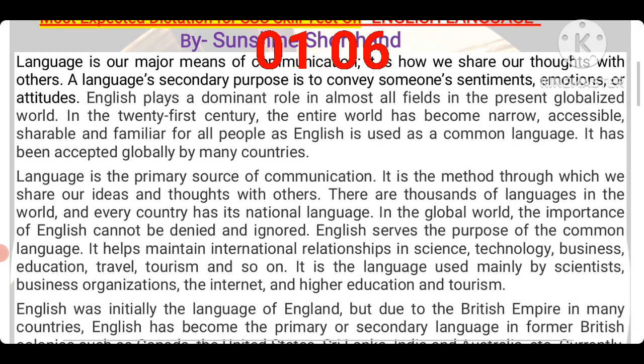Language is the primary source of communication. It is the method through which we share our ideas and thoughts with others. There are thousands of languages in the world, and every country has its national language. In the global world, the importance of English cannot be denied and ignored.